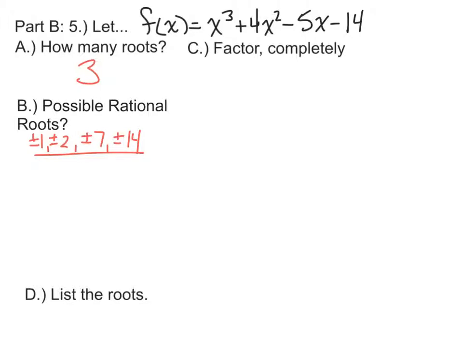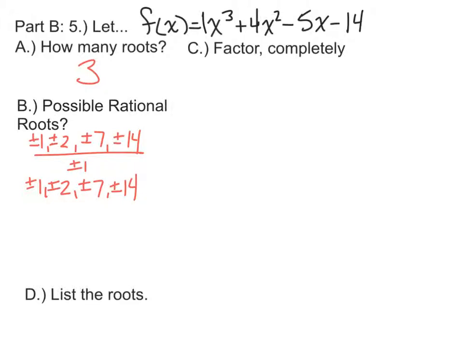In the denominator of this fraction will be all of the factors of the leading coefficient. In this case, that leading coefficient is 1. So all the denominators are going to be plus or minus 1. That means all of my possibilities are nice whole numbers, plus or minus 1, 2, 7, and 14.